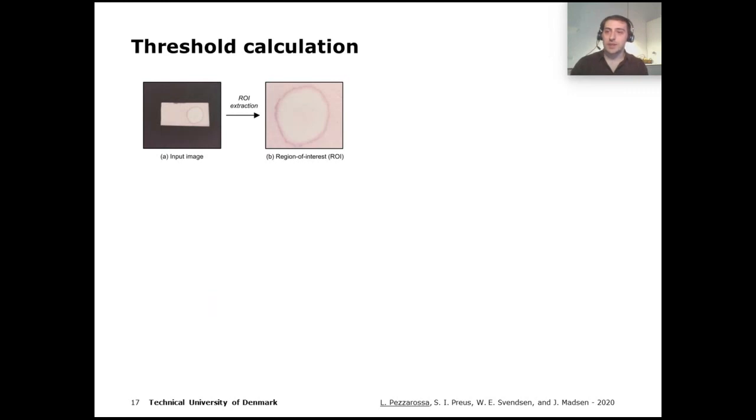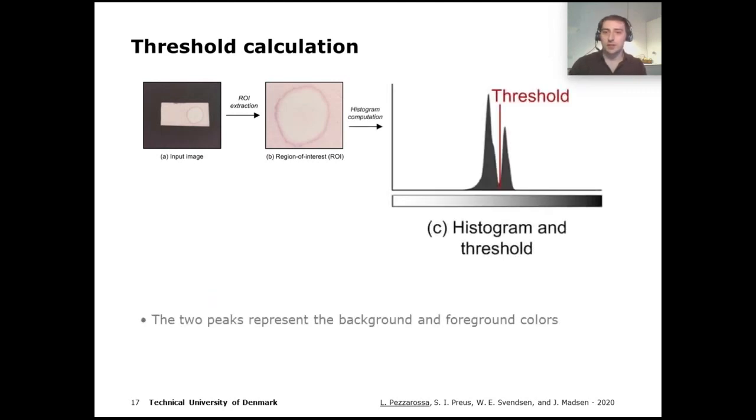The next step is threshold calculation. So on a black and white version of the image that we get, we run a histogram. We count the amount of pixels of each color. And if there is a color marker, we will end up with two peaks. One peak is the background color, one peak is the foreground color. And we select a threshold, a value that is in between these two peaks.